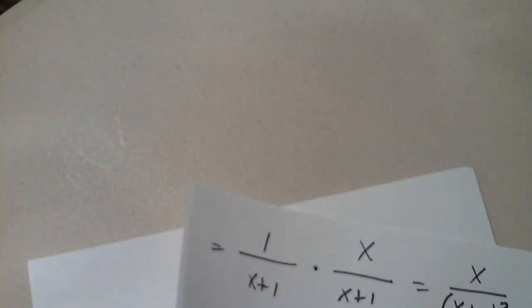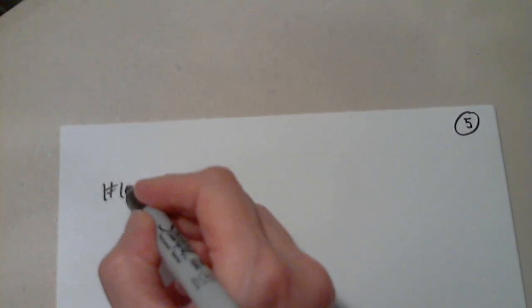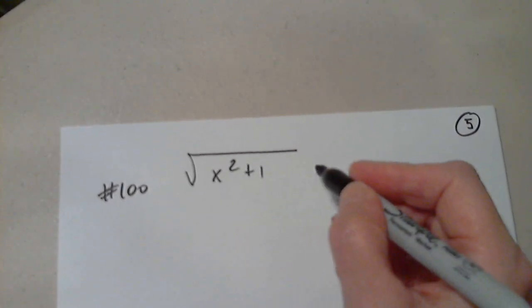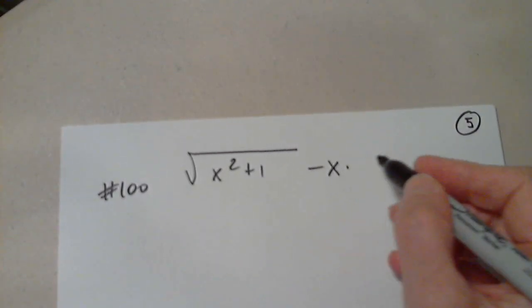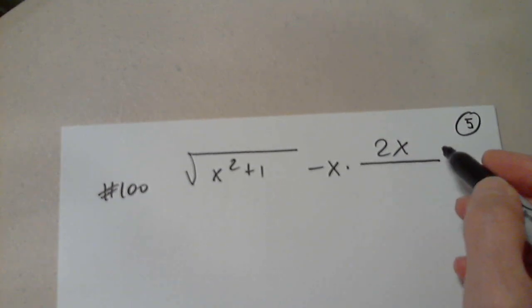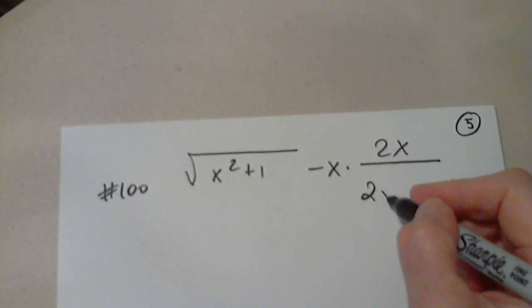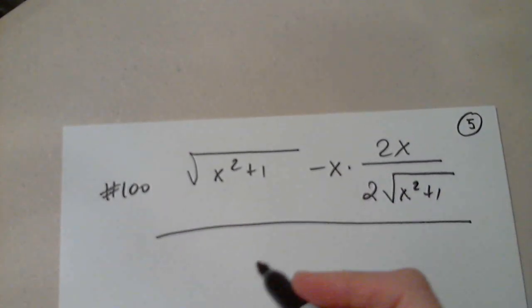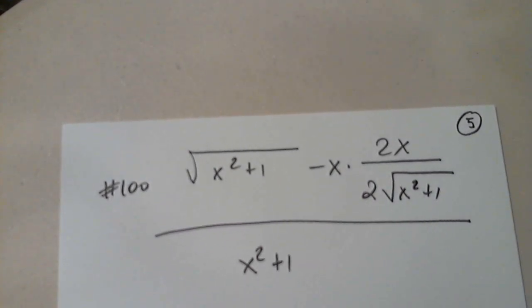Okay, that's my page 5. Page 5. Where am I? Am I correct here? Yes. Okay, so we have, this is 100. The square root of x squared plus 1 minus x in front. You'll see in calculus where this is coming from. 2, the square root of x squared plus 1, and everything divided by x squared plus 1.